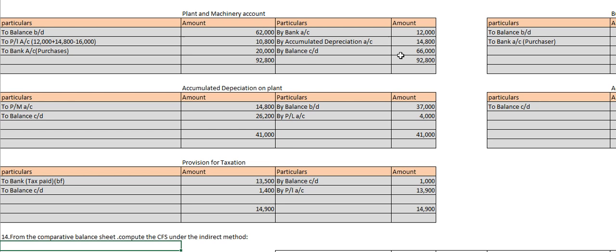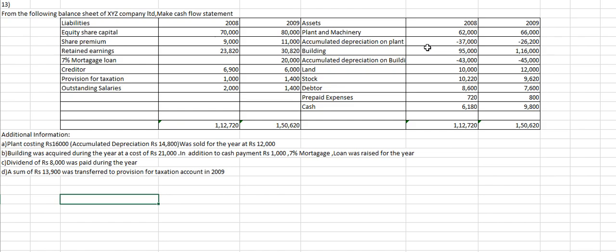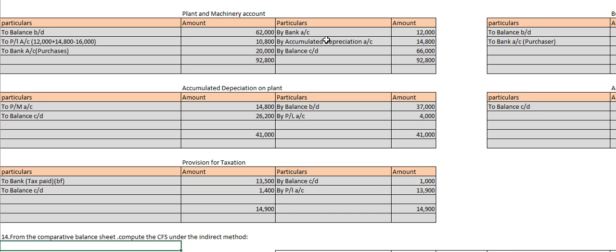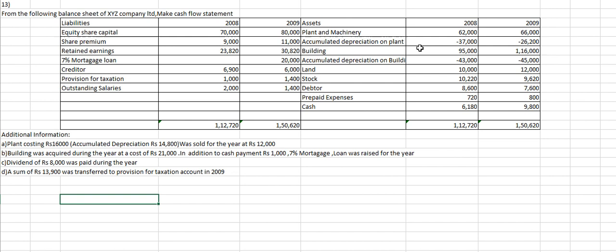So by accumulated depreciation 14,800, sold for the year at 12,000. So by bank account, because cash is coming in when you have a sale, so by bank account 12,000. So what is the profit that you're getting? 16,000 minus 14,800, which you get 12,000.